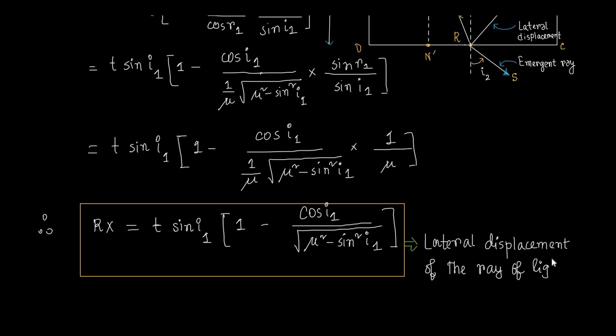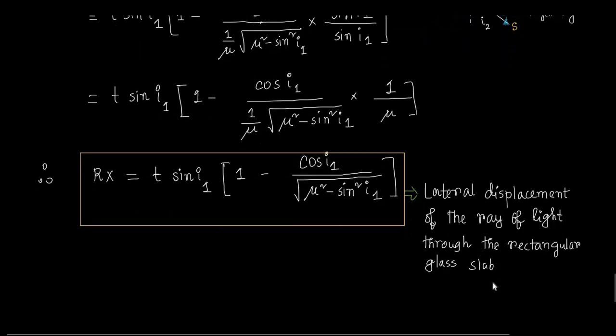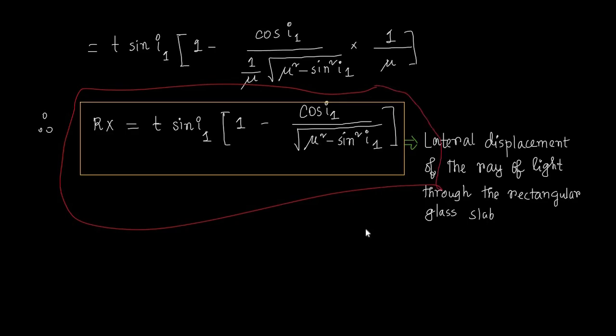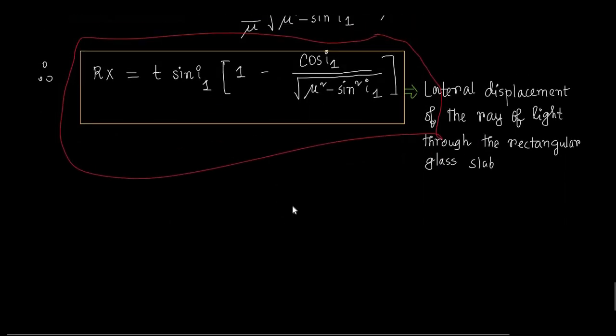That is another expression of lateral displacement of ray of light due to refraction through the rectangular glass slab. Now we get the expression of Rx in terms of thickness of the glass slab and angle of incidence I1.